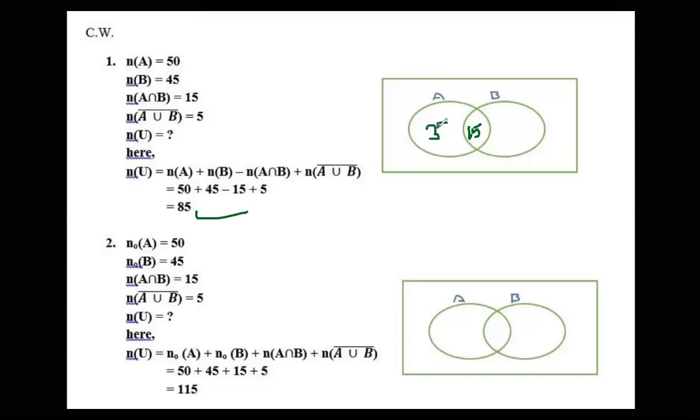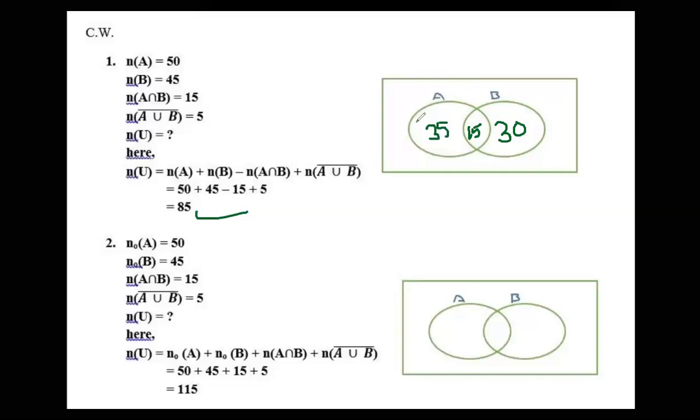Let us write it down directly. Out of 50, 15 is already written. How much is left? 35 is left. Out of 45, 15 is written, so how much is left? 45 minus 15 is going to be 30. You can use a calculator and get the answer. So this is only B, which means we need to subtract the intersection: 45 minus 15. In class 9 we do not need to show the working, just write it directly. Did you understand or not?